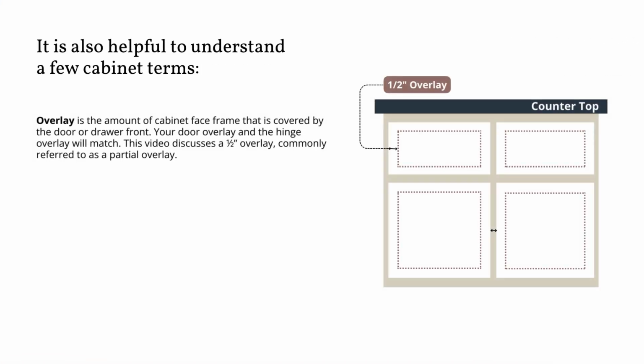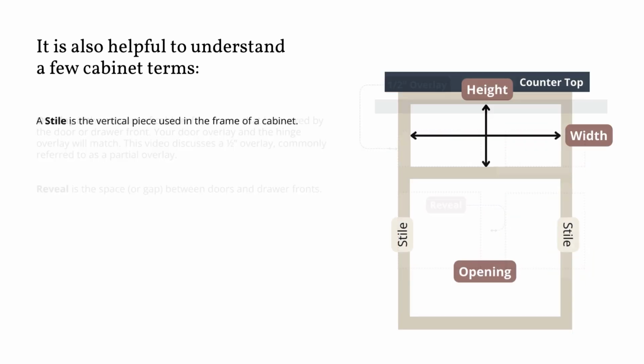It is also helpful to understand a few cabinet terms. Overlay is the amount of cabinet face frame that is covered by the door or drawer front. Your door overlay and the hinge overlay will match. This video discusses a 1/2 inch overlay, commonly referred to as a partial overlay. Reveal is the space or gap between doors and drawer fronts.